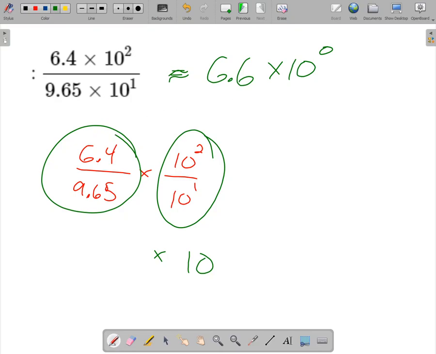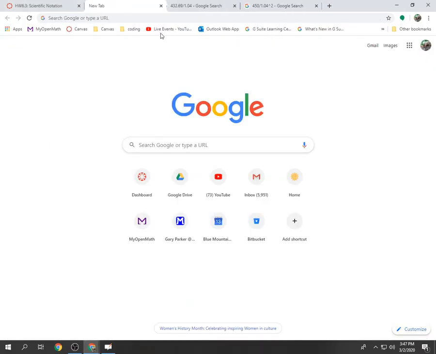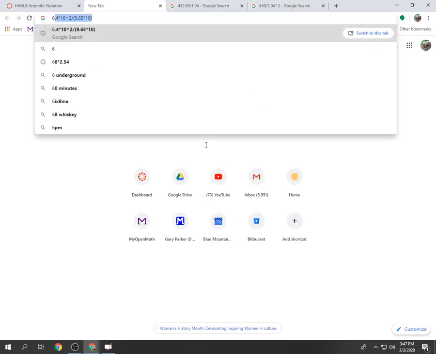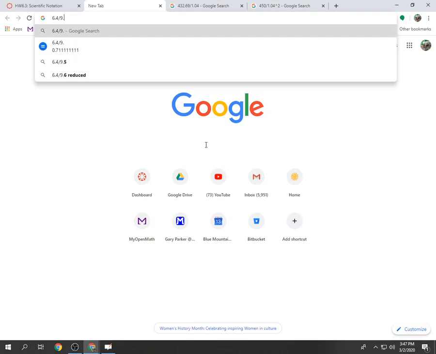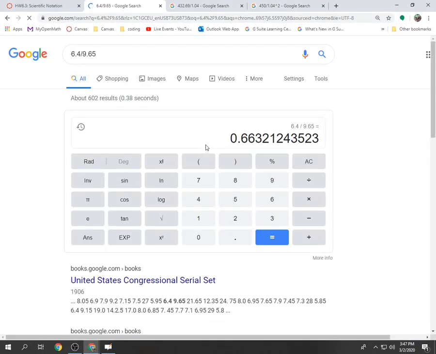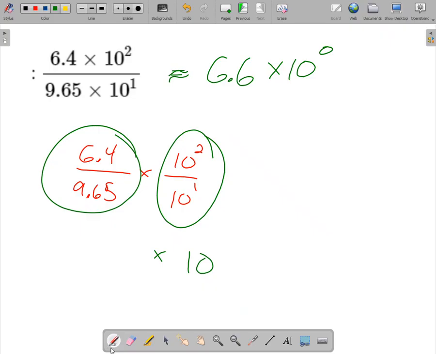So my calculator over here, 6.4, oops, I'm not typing in the right spot, 6.4 divided by 9.65. I get 0.6632. Now I'm going to go with the significant figures idea. I'm only going to use 2 of those digits, which would be the 6.6. So I get 0.66.